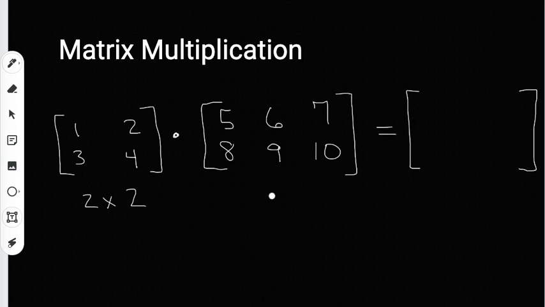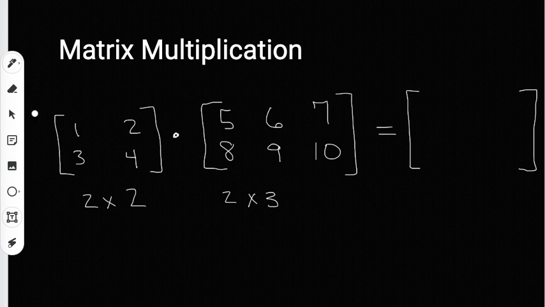Looking over here at this matrix, this has 2 rows and it has 3 columns. Since it has 2 rows, I always put the row number on the left and I always put the column number on the right. And I know it has 3 columns. So this is going to be a 2 by 3.